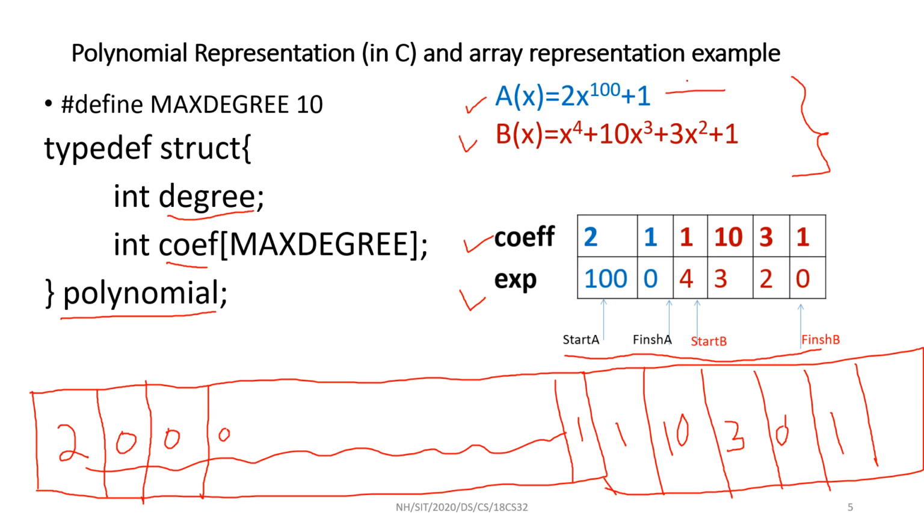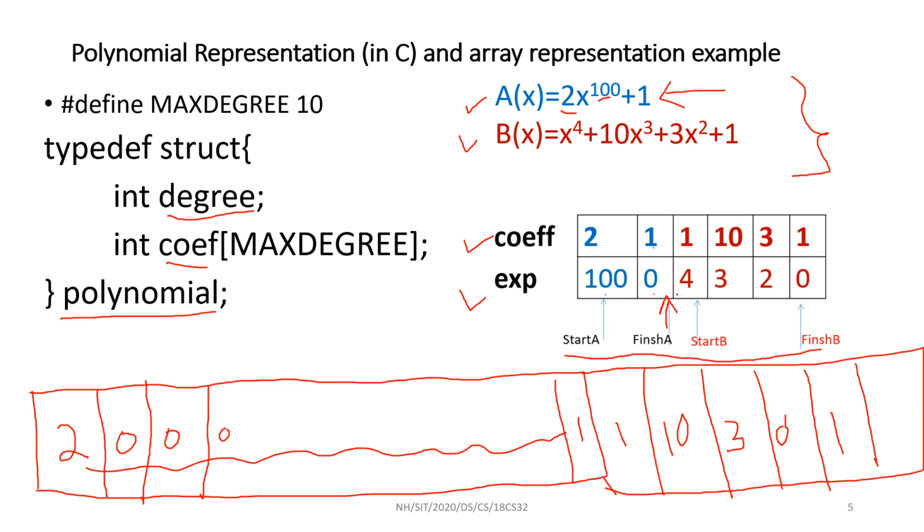We are representing the first polynomial. The start pointer indicates the beginning of that particular polynomial. What is the coefficient? 2. What is the exponent? 100. Do you have any more terms? Yes. What is that term? Coefficient is 1. Exponent is 0. Do you have any more terms? No. That means this is the end of the first polynomial.